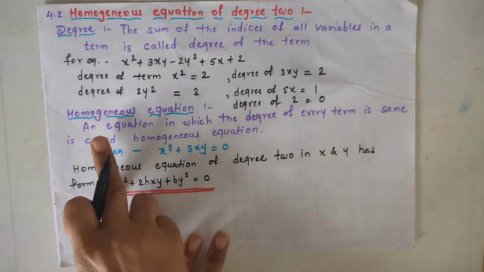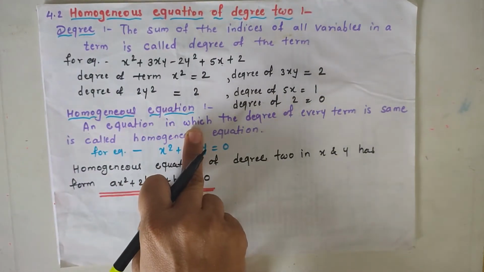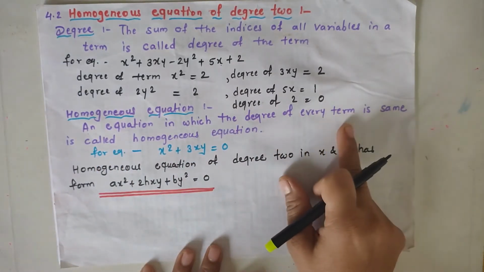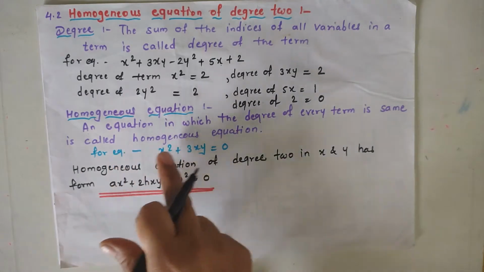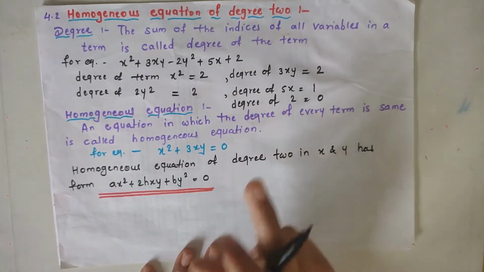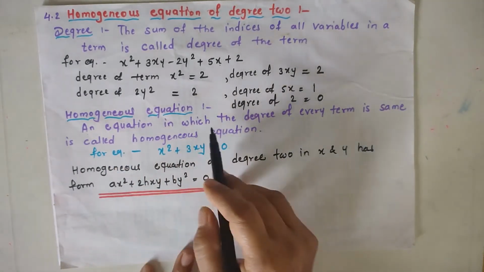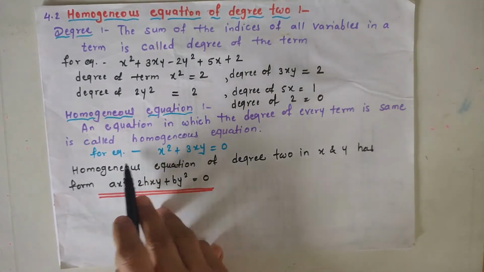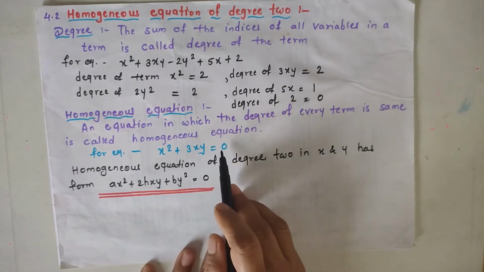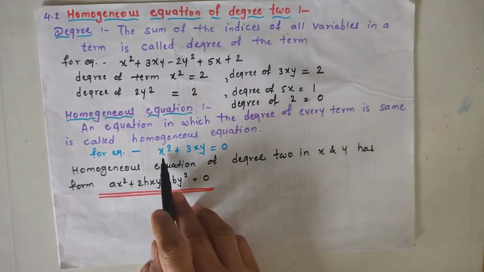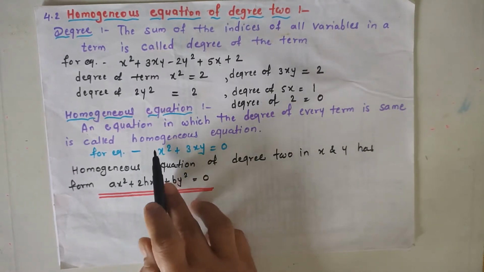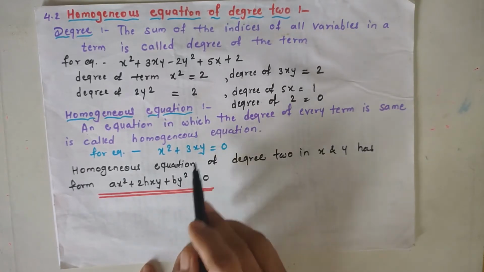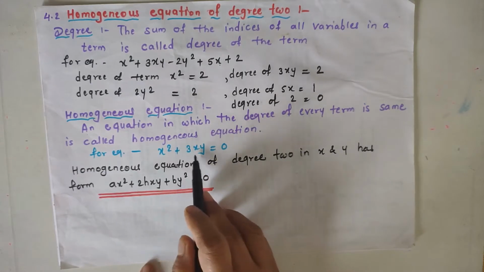Now the next definition is homogeneous equation. An equation in which the degree of every term is the same is called a homogeneous equation. For example, x square plus 3xy is equal to 0. In this equation, the degree of each term is 2. Degree of x square is 2 and degree of 3xy is 2. So the degree of each term is the same.